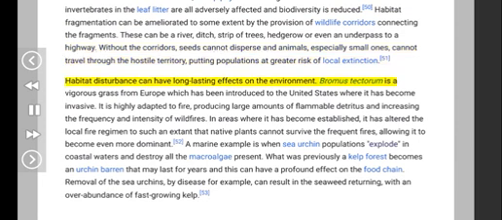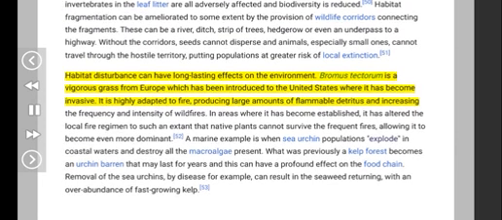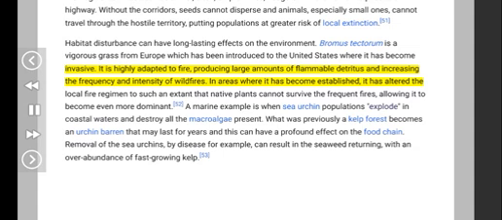Habitat disturbance can have long-lasting effects on the environment. Bromus tectorum is a vigorous grass from Europe which has been introduced to the United States where it has become invasive. It is highly adapted to fire, producing large amounts of flammable detritus and increasing the frequency and intensity of wildfires. In areas where it has become established, it has altered the local fire regimen to such an extent that native plants cannot survive the frequent fires, allowing it to become even more dominant.